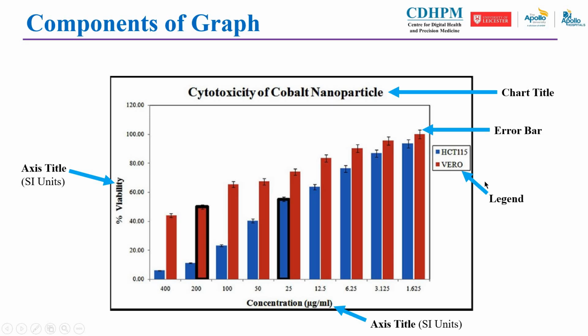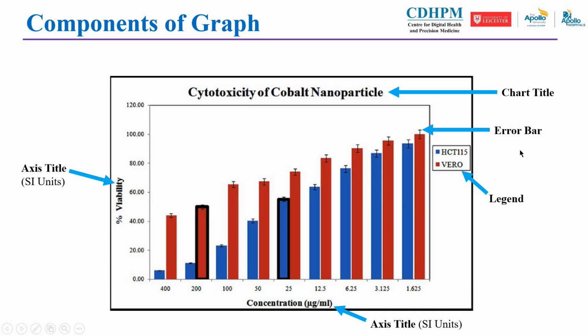Then you will have a legend. If you are comparing multiple series of data, this is a data series, then you definitely need a legend which conveys what are the variables or the series that you are presenting and what is the color code or the pattern code for it.